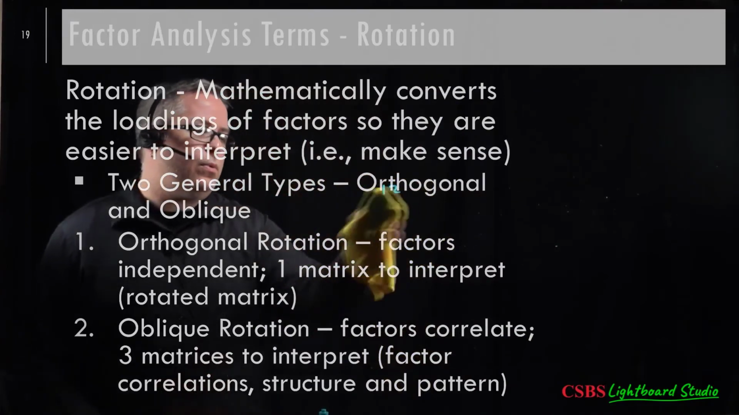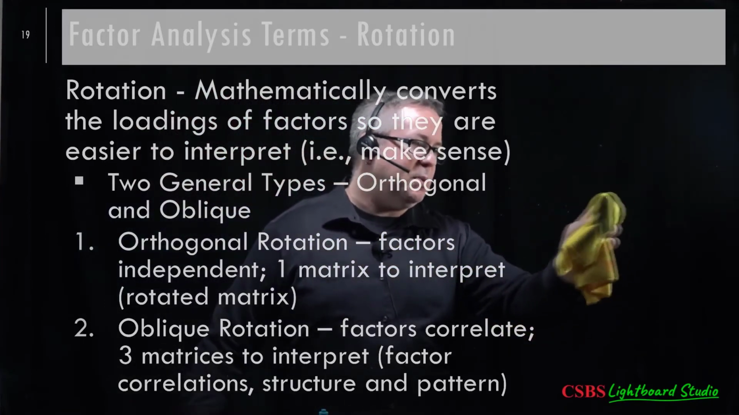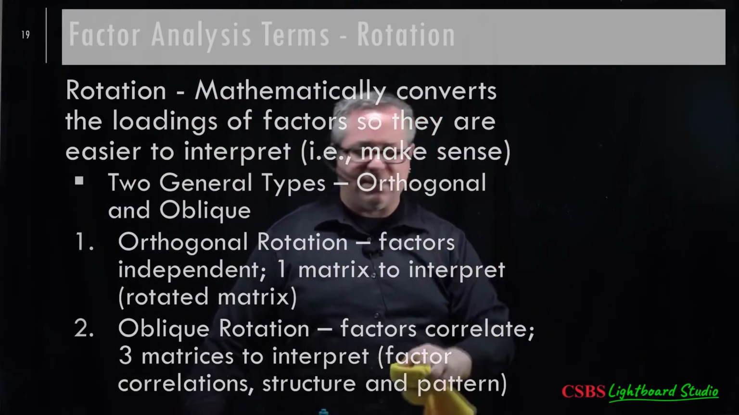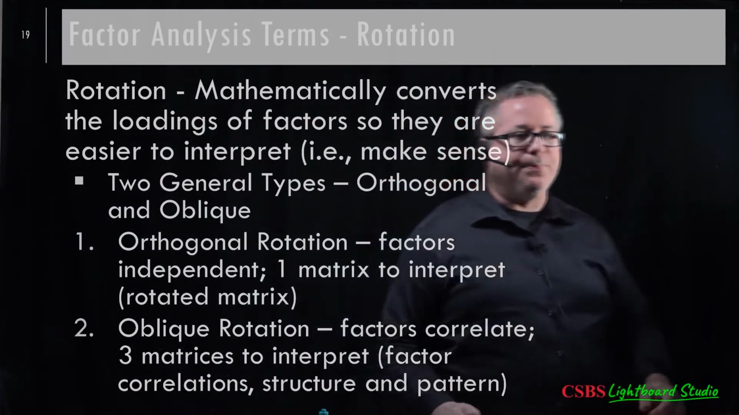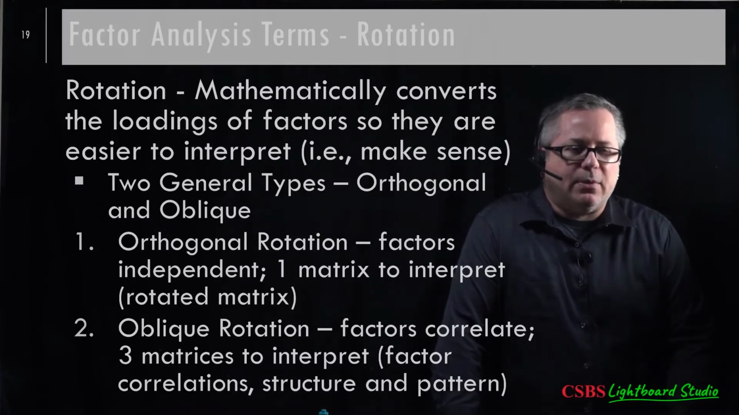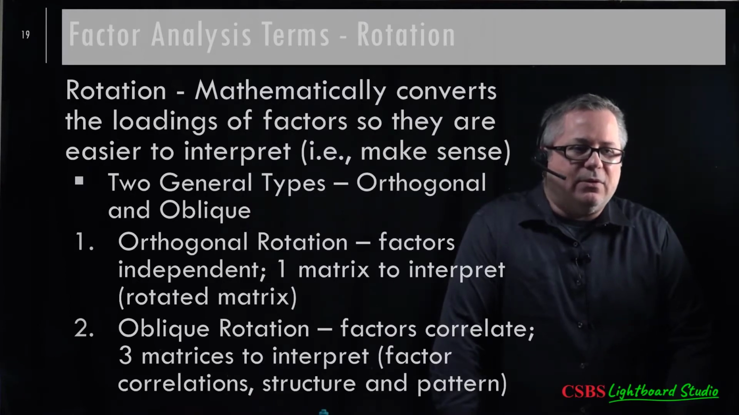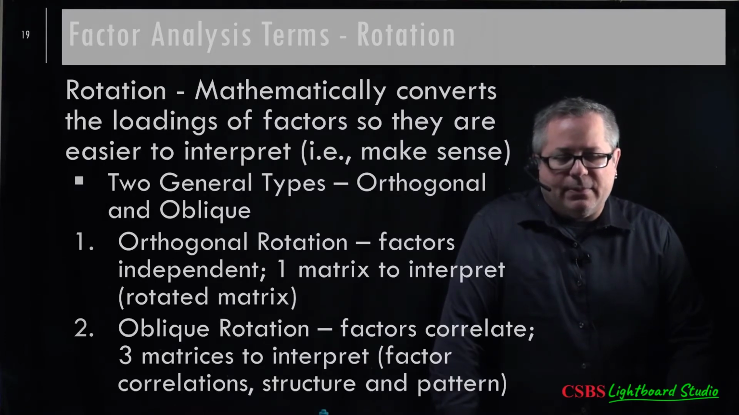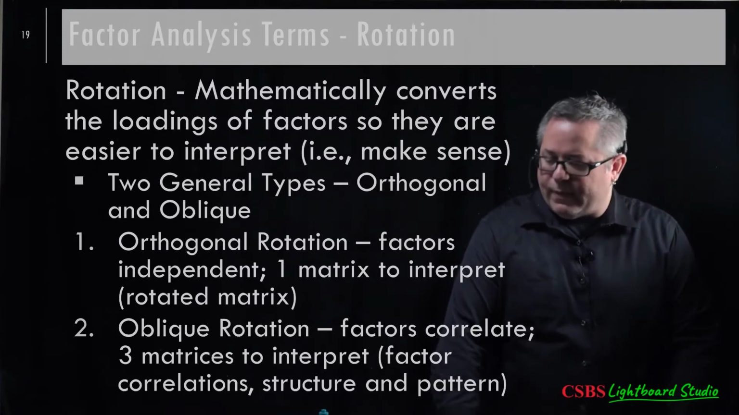So what typically comes, and by typically I mean it is done as part of the process, is we will rotate the factors to try to increase their interpretability. Now there are some rules in terms of how we decide which way to rotate and how far, but basically, rotation mathematically converts the loadings of factors so they're easier to interpret. That actually helps them make more sense. So the two general types are orthogonal and oblique. Orthogonal rotations rotate factors independently.